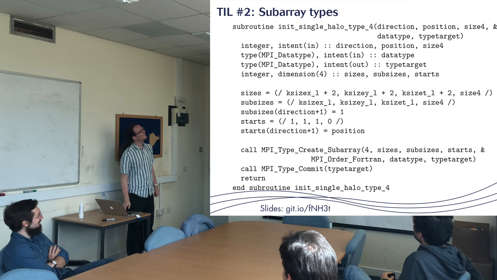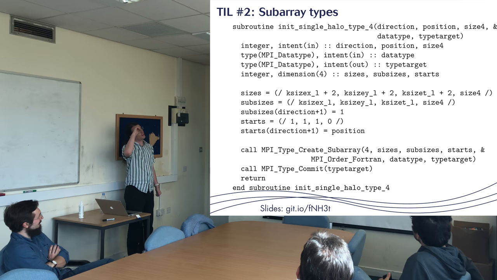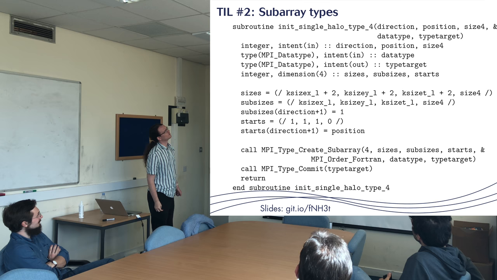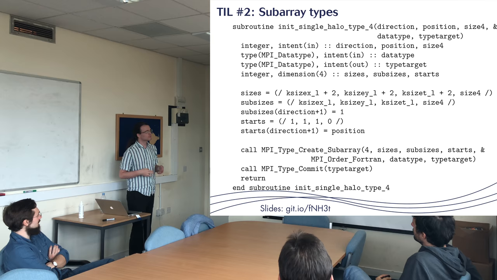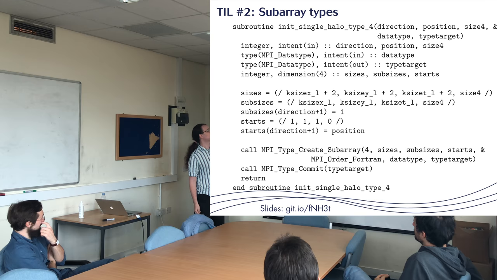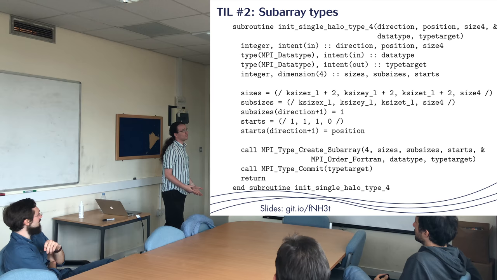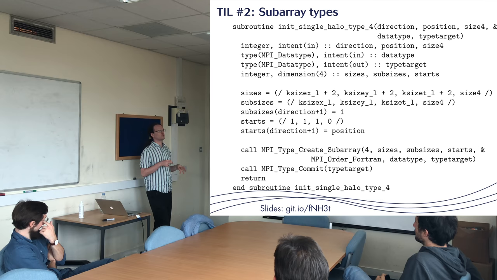So, next thing I learned was how to use subarray types. This is just an entire subroutine out of the code that we wrote. This is defining some chunk of our array that we want to send or receive, or no, not both. We either want to send or receive it. So we're going to use this call to MPI type create subarray to define it, and then we're going to use MPI type commit to commit it, because those have to be two separate operations for reasons that I don't quite understand.